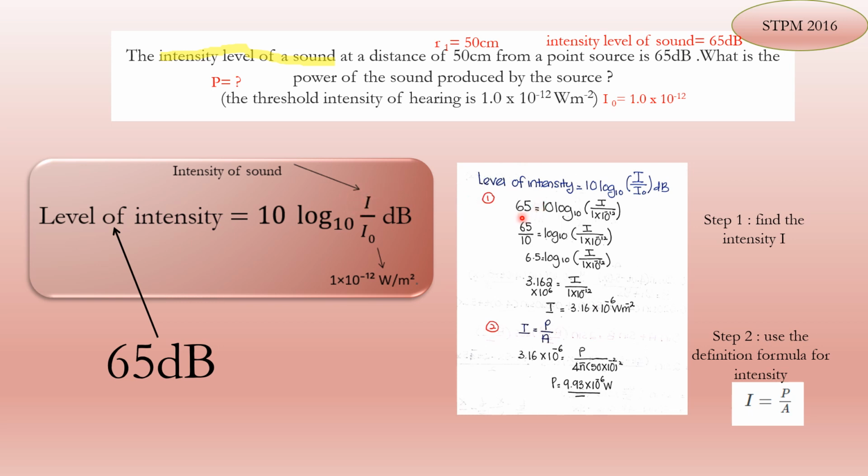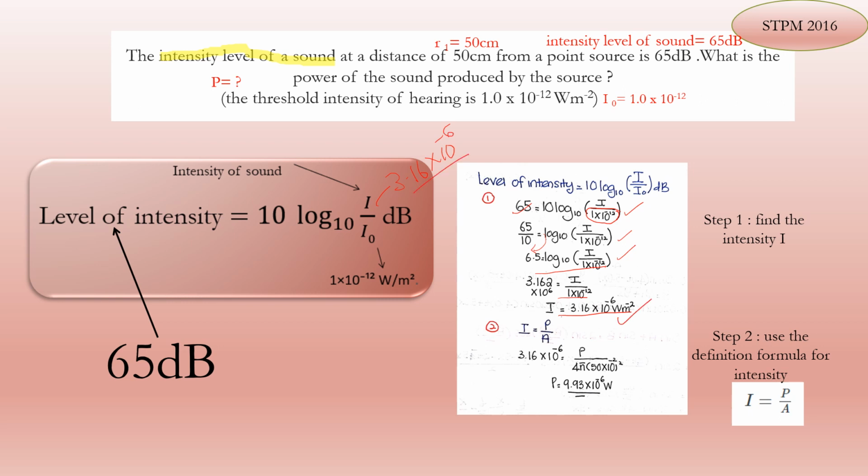So now we see here 65 equals 10 log10 of I over the threshold of hearing, which is the reference intensity. Then you do your maths. I brought it here and then solved this. So I get my I is 3.16 times 10 to the power of negative 6. So I already got my I.